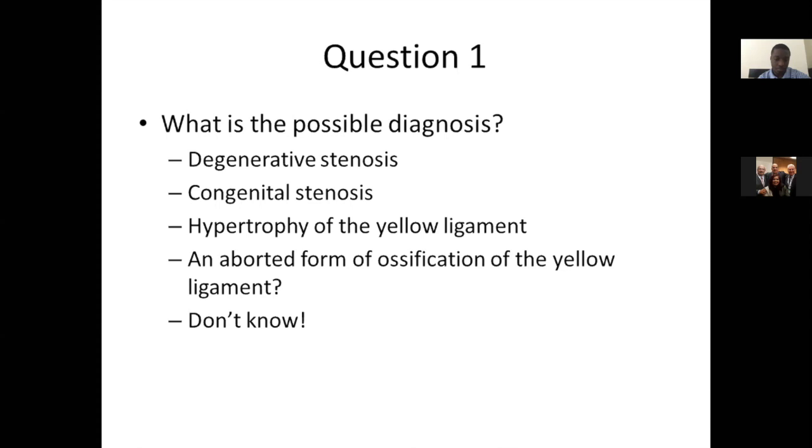So what's decompression alone? Yes. Decompression plus instrumented fusion from C3 to T7. Yes. Decompression and instrumented fusion C3 to T10, or fusion to C2 T12.